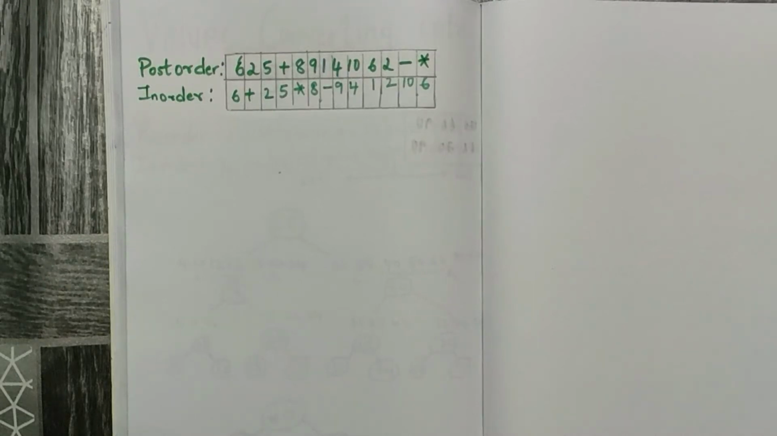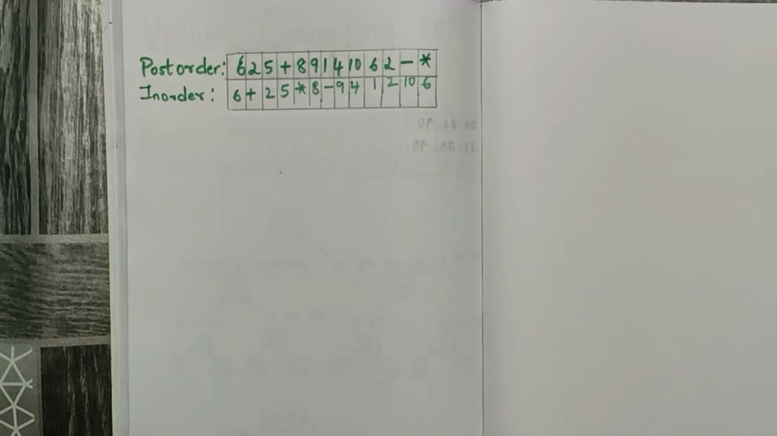Hello guys, in this video we learn to convert the values into a graph. So in this we are given post order and in order. We need to convert this into a graph.